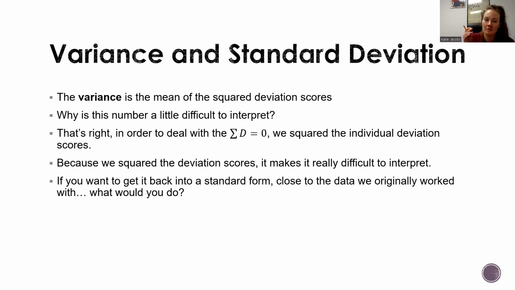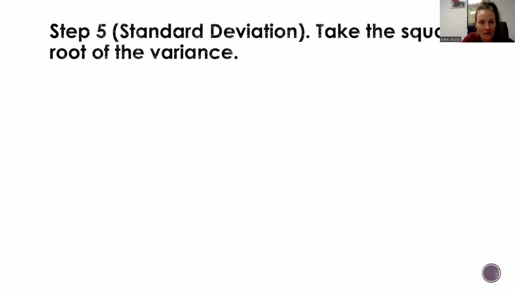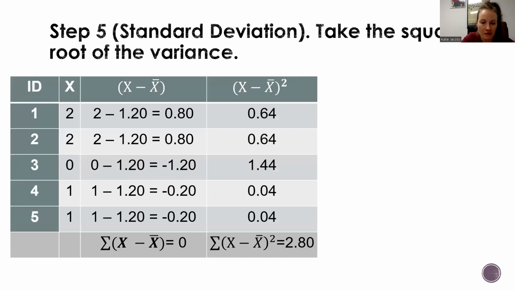So again, if we wanted to get that variance number back into standard form, close to the data we originally worked with, we would do what we already talked about. We would take the square root of the variance. The thing is, have you ever said something to somebody that you wish you could take back, but you couldn't? That's kind of what happens with standard deviation. Although we're taking the square root at the end, we're not actually taking away everything that we did to those numbers. It's approximate, but the numbers aren't exactly the same. But when we do that, we do get the standard deviation. So our last step to find standard deviation is to take the square root of the variance.